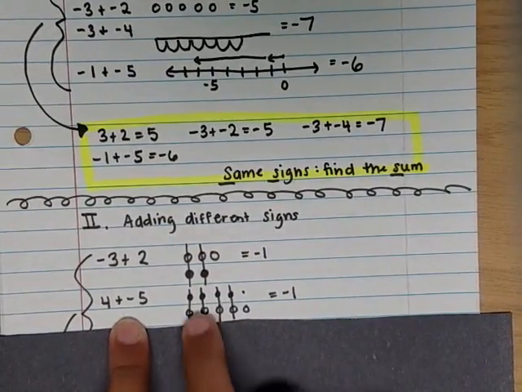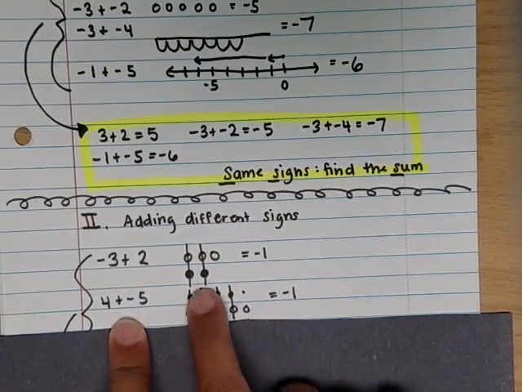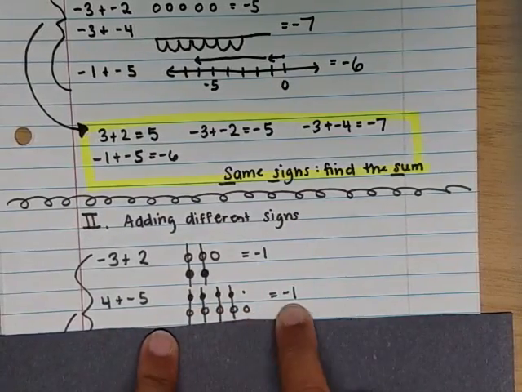Positive 4 plus negative 5. Here's my 4 positives. Here's my 5 negatives. I cross them out, and then I'm left with negative 1.